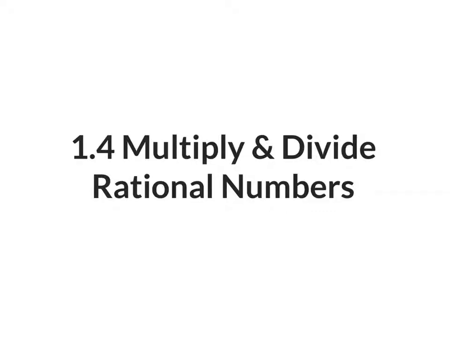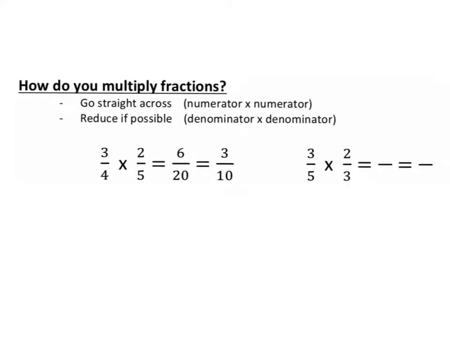Today we are going to talk about multiplying and dividing rational numbers. So the first thing we're going to look at is how do you multiply fractions? Our first rule is that we multiply straight across, numerator times numerator, and then denominator times denominator.